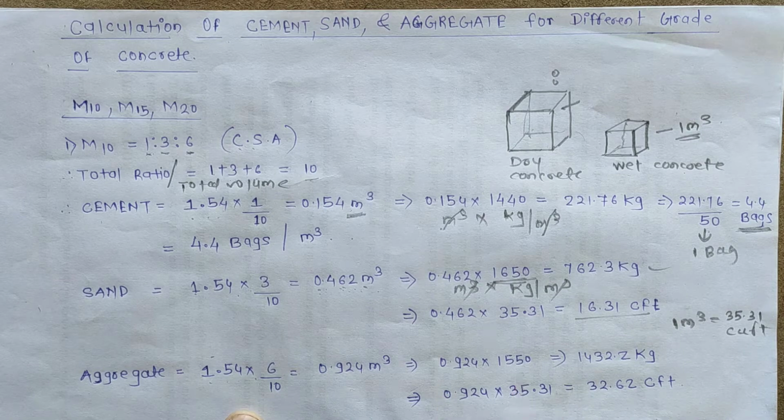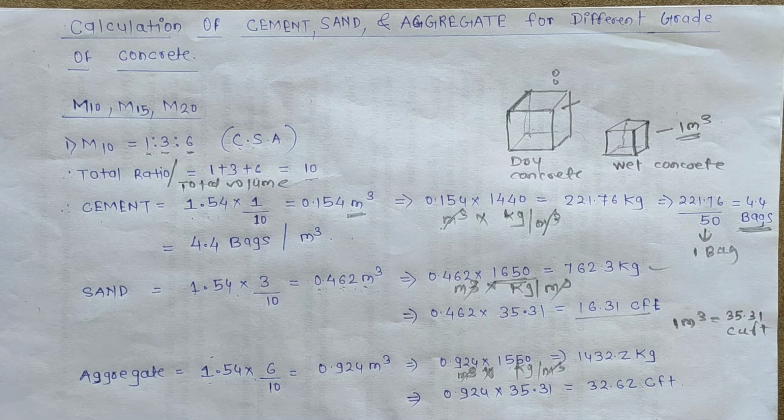Okay, so if you want to know how many kg you will require, what we will do here is multiply 0.924, which is in meter cube, into the density of aggregate, which is 1550, and may vary according to the type of aggregate. The density is in kg per meter cube. So after doing the calculation, meter cube gets cancelled. The answer will be in kg. So the answer comes as 1432.2 kg.